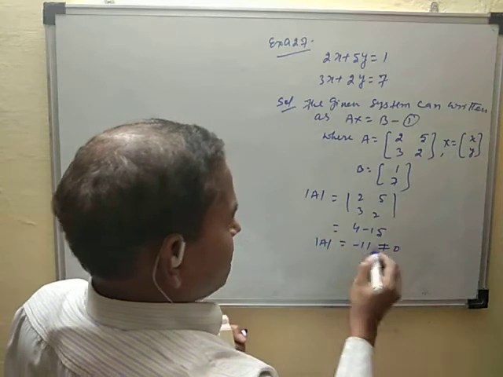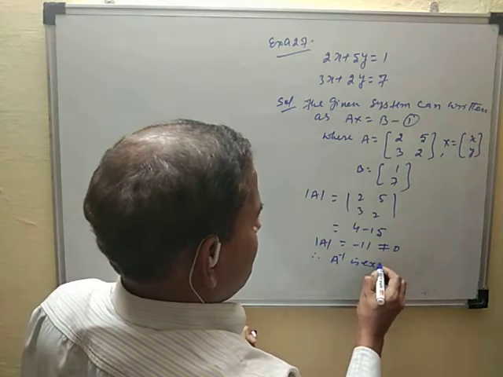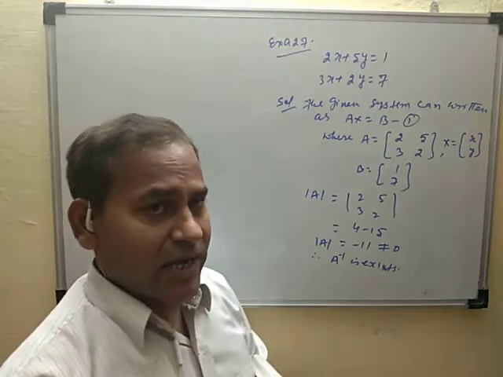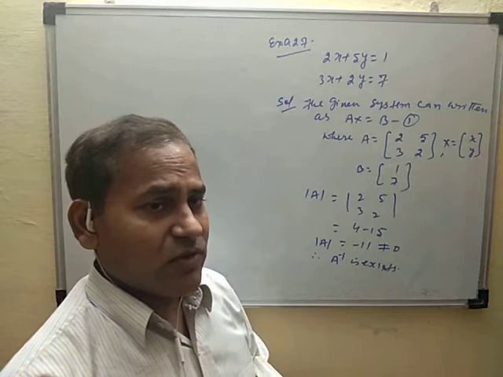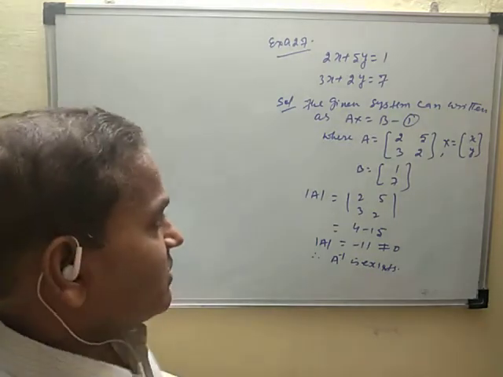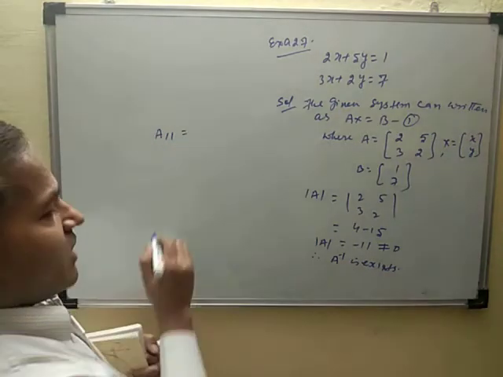Determinant of A is non-zero. Therefore, A inverse exists. So now find A inverse. For A inverse, find the cofactor. That is, first find the value of A11.